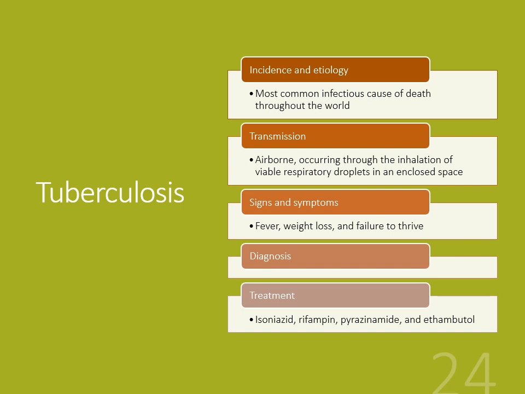Treatment of TB includes a cocktail of isoniazid, rifampin, pyrazinamide, and ethambutol. These are given over many months for those with active disease. The most common combinations are isoniazid and rifampin.